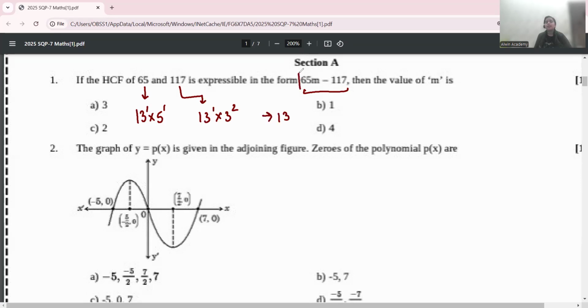Now I know 13 can be written in this form, so I equate this with 13. 117 goes to the other side, it becomes 130. So 65m is 130 or m is 2, option number C.